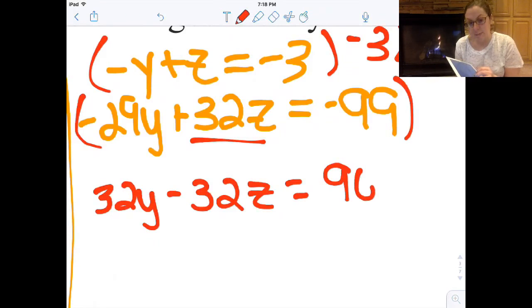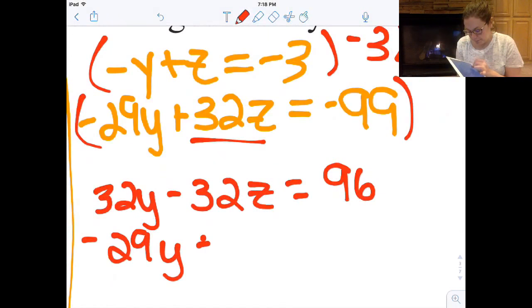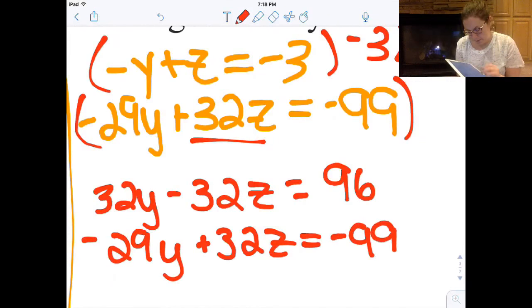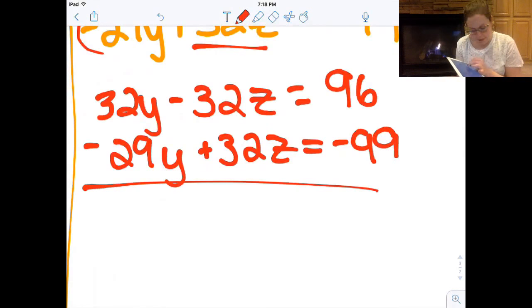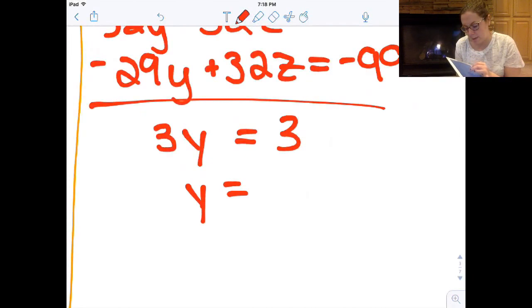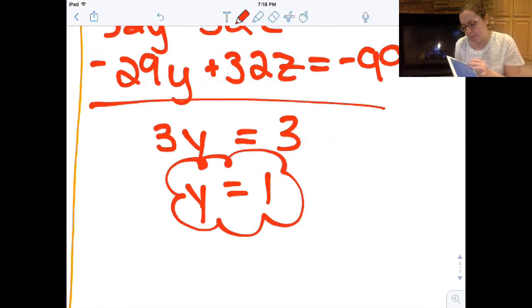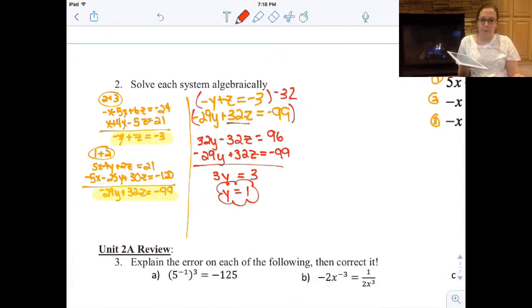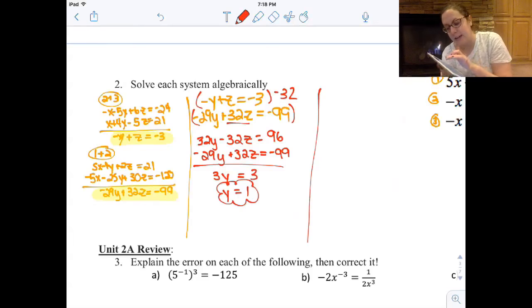So this is going to give me 3y = 0z + 3. So now here I'm getting y = 1. So boom, that's the start to what I need to solve for. Now, stay in this lane if you're solving here. Go back to either one of these original equations and plug y back in. So negative y plus z equals negative 3. So that would give me z = -2.